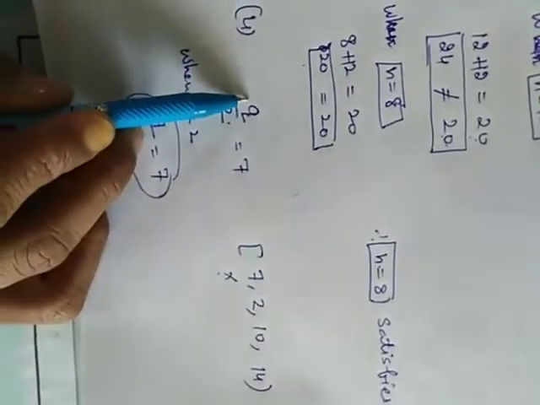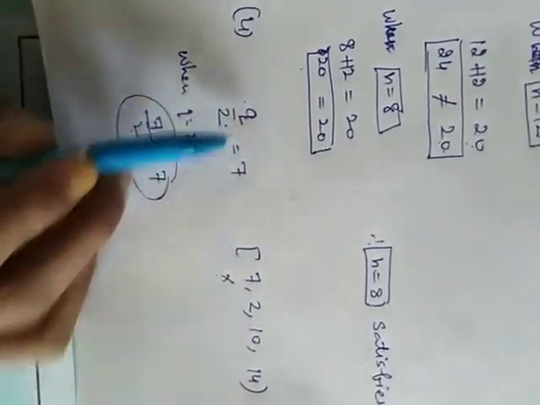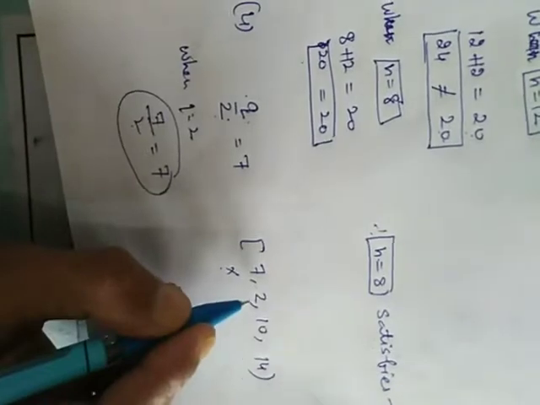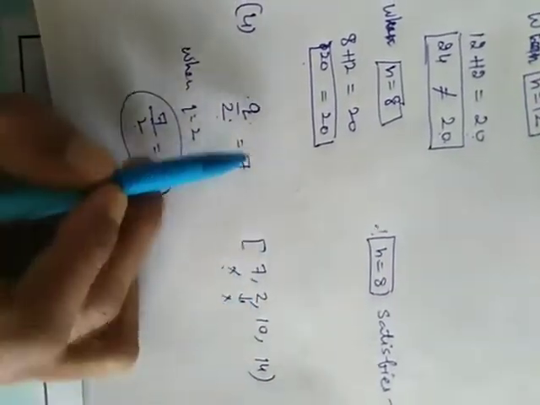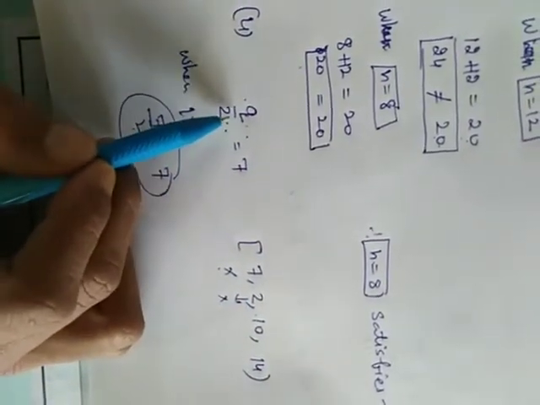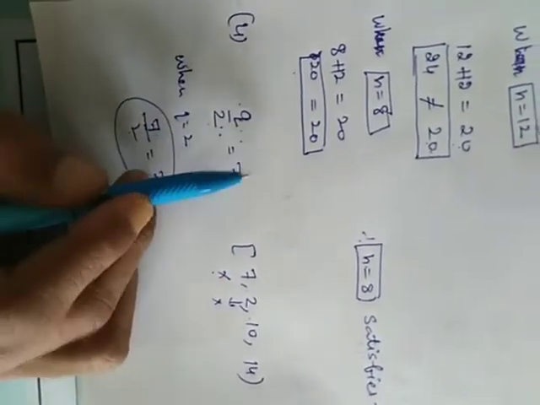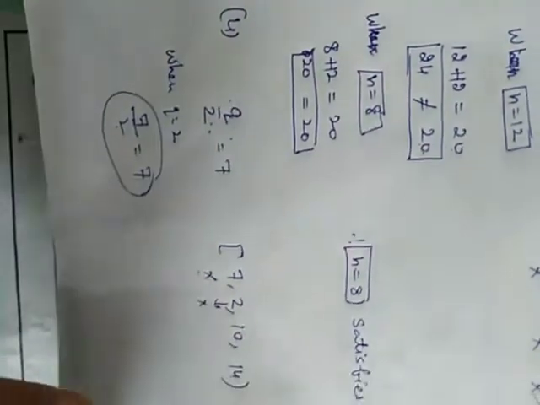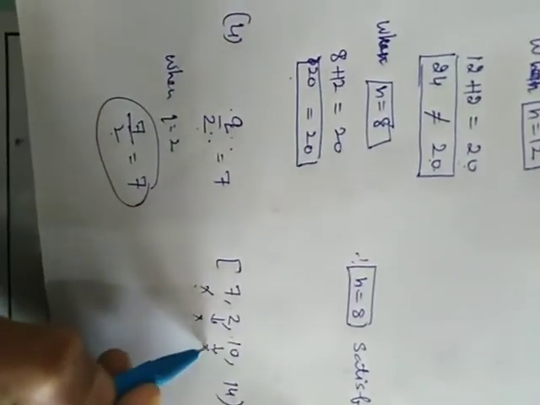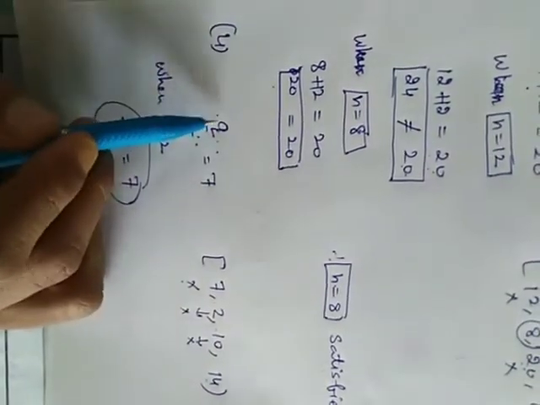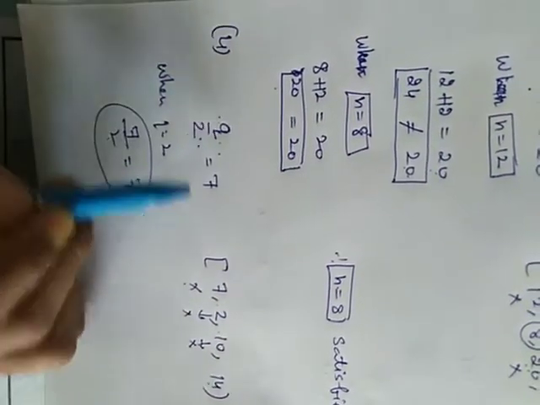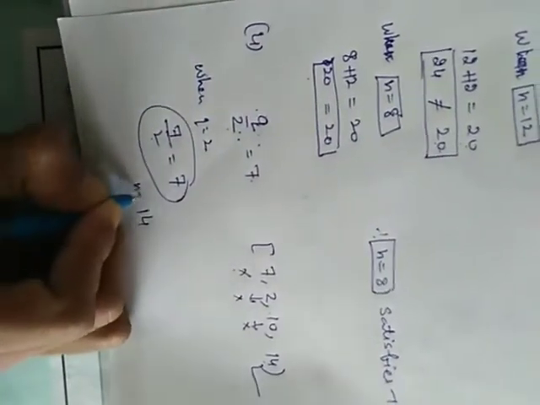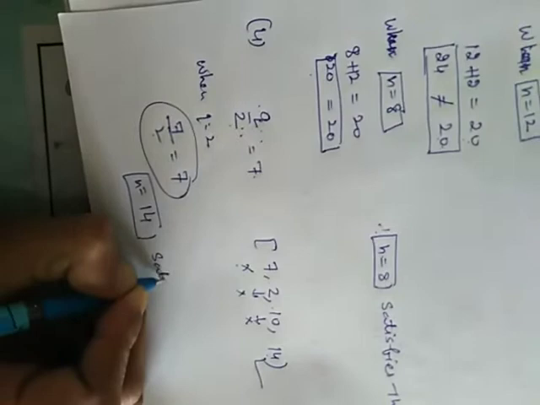When you take q is equal to 2, then 2 divided by 2 will become 1, so again this is not equal. Next, 10 divided by 2 is equal to 5, so the left hand side is not equal to the right hand side, so therefore this again does not satisfy the equation. So next number we have is 14. If we take 14 and divide by 2, 14 divided by 2 is 7. So hence q equal to 14 satisfies the equation.